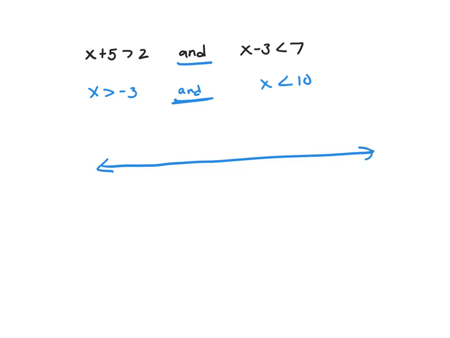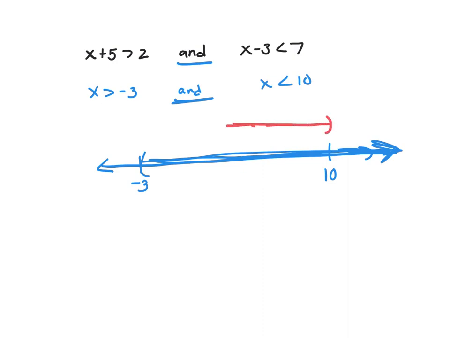If I was to graph x is greater than -3, -3 is not included, you would shade all the way up that way to infinity. And if this is 10, I'm going to change colors, x is less than 10, 10 is not included, would be all the way that way.